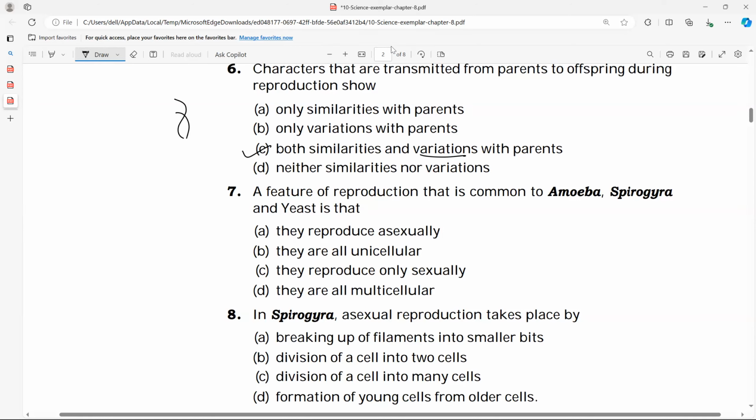Next, seventh. Option A. The feature of reproduction that is common to amoeba, spirogyra, and yeast is that they reproduce asexually. A is the correct answer.